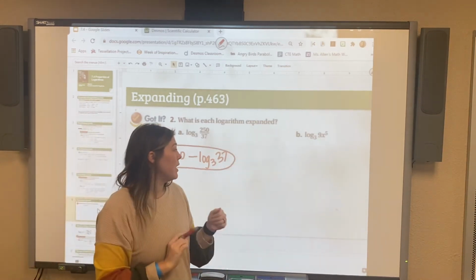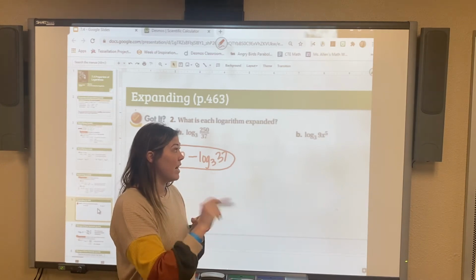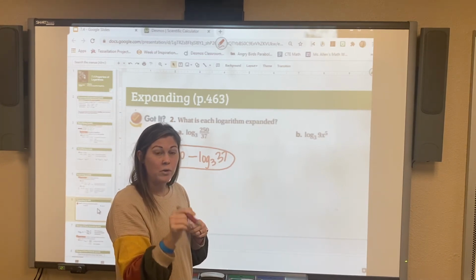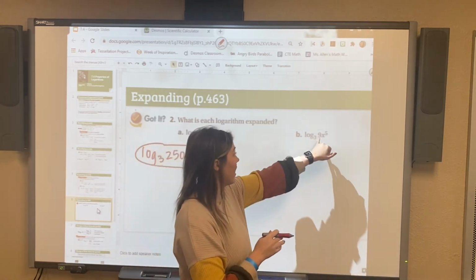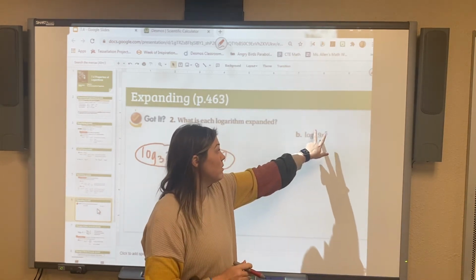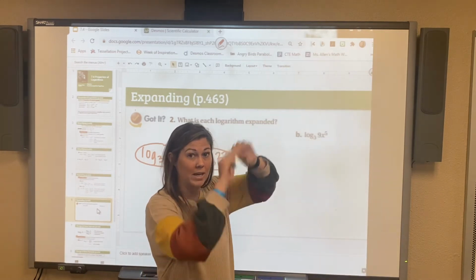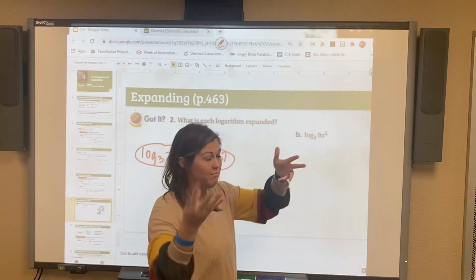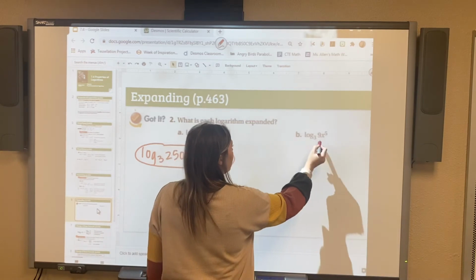Now let's look at B. So we have log base 3 of 9x to the 5th power. What's being multiplied here is the 9 times the x to the 5th power. So let's expand this. These are being multiplied, so we expand it with an addition sign or the addition property. So our base is 3.